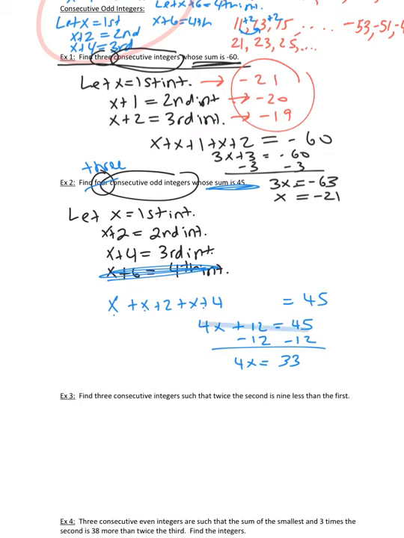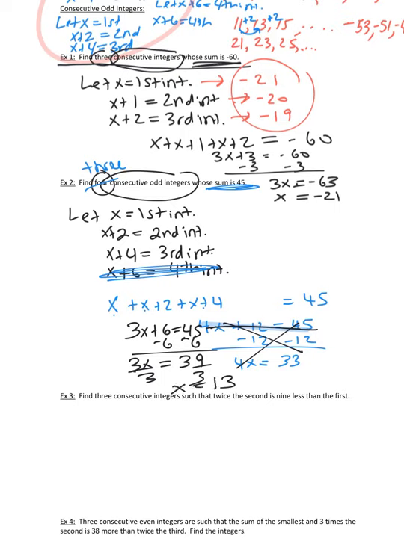Okay, so this should be, cross that out. 3x plus 6 equals 45. I hope that works out. Yeah. So when I subtract 6, I'm going to get 3x equals 39. Divide by 3, x equals 13. Okay, so the first integer is 13, the second integer is 15, and then the last integer is 17.